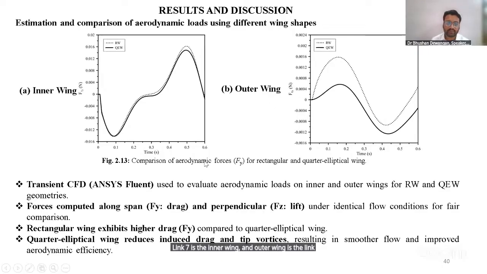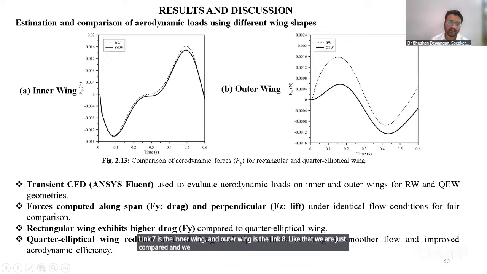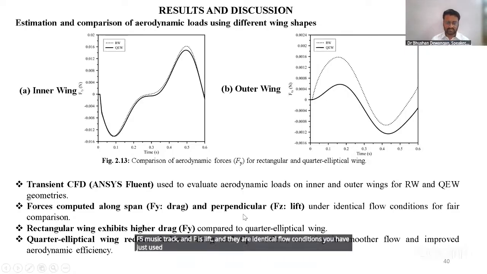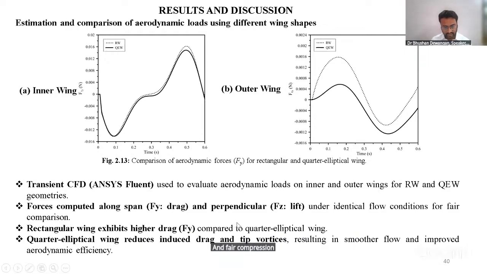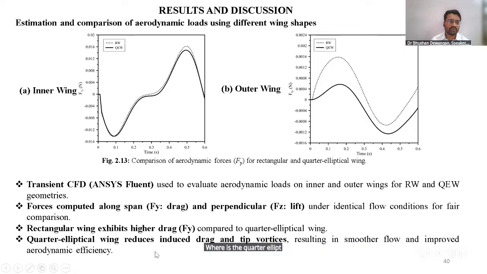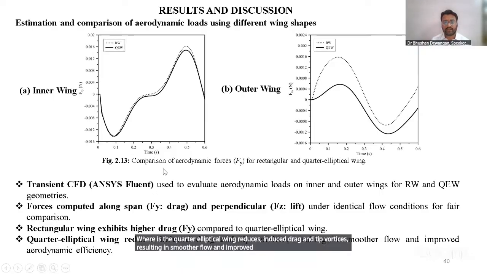Like that, we compared and found that F5 is the drag and FZ is the lift, and we used identical flow conditions for a fair comparison. You can see the rectangular wing exhibits higher drag compared to the quarter elliptical wing, whereas the quarter elliptical wing reduces induced drag and tip vortices, resulting in smoother flow and improved aerodynamic efficiency.